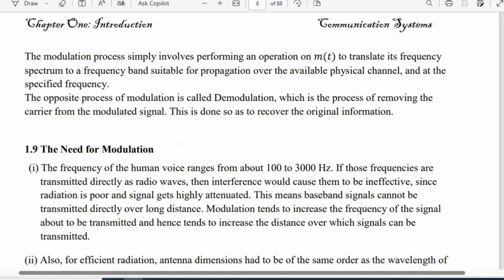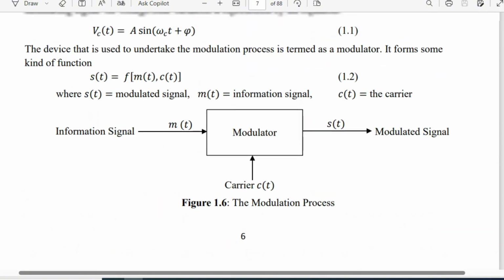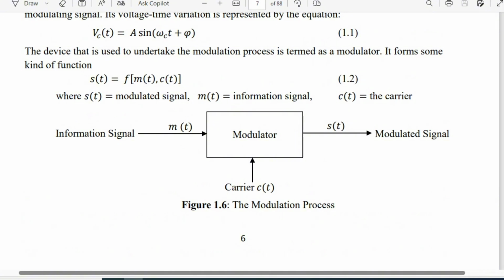Modulation. The modulation process simply involves performing an operation on M of t to translate its frequency spectrum to a frequency band suitable for propagation over the available physical channel and its specified frequency, where this is M of t.